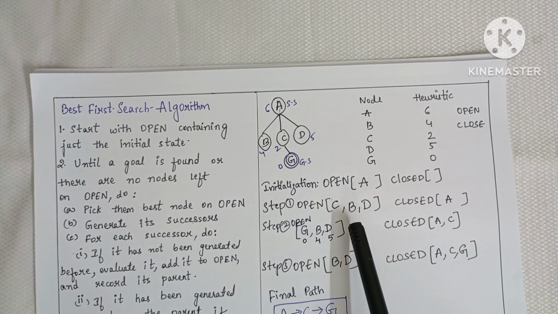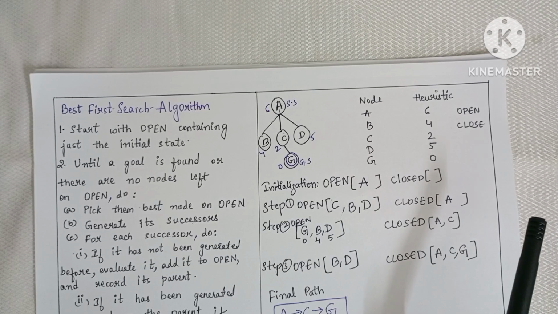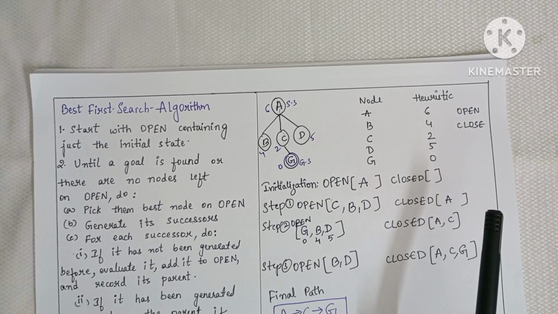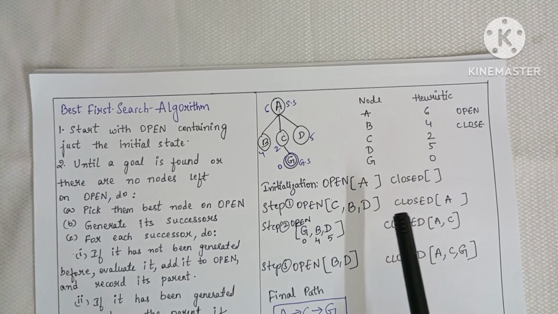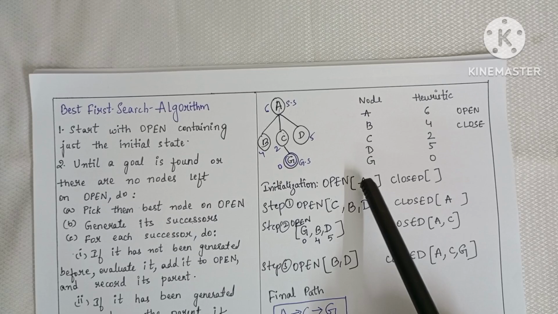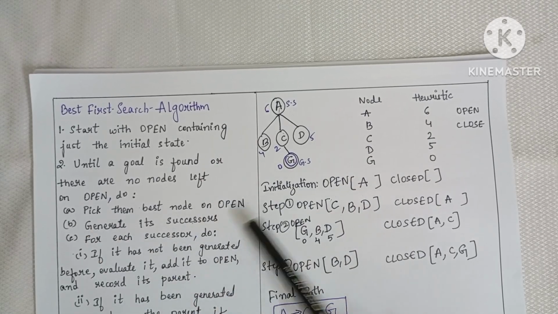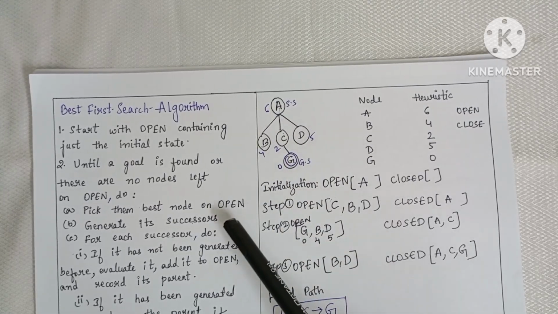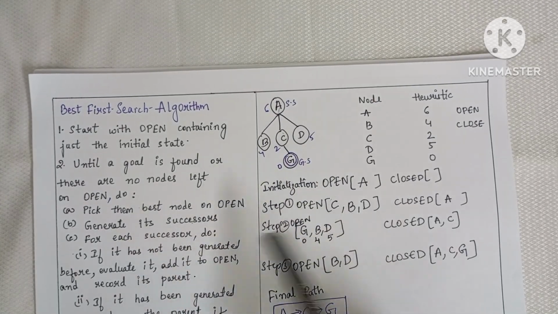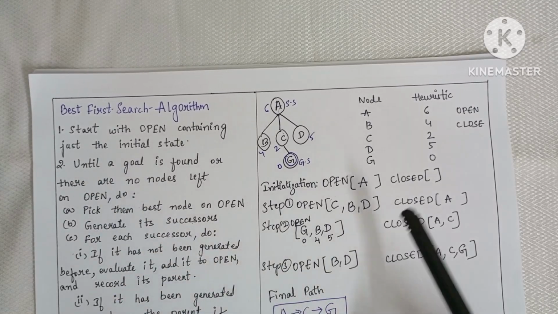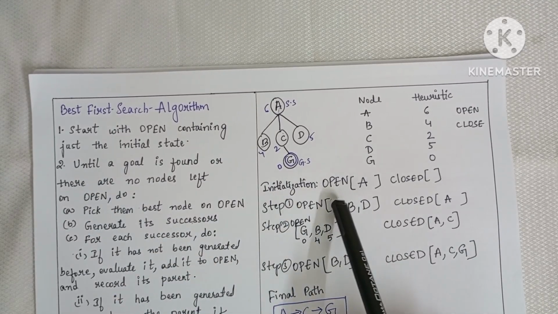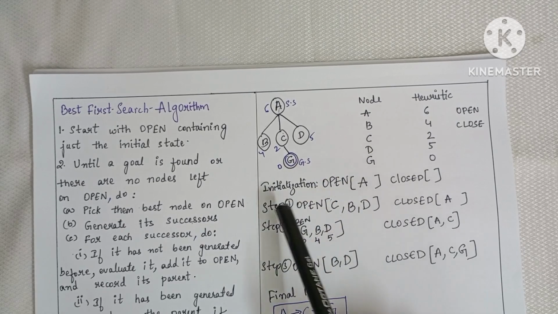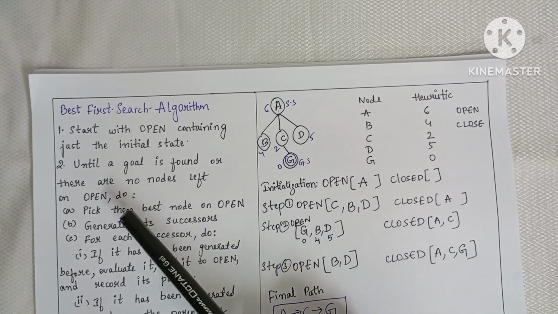After initialization, we are picking the best node on open. So the best node on open is A, and B, C, D are the successors. When we are comparing this example with the algorithm, let us start with open containing just the initial state.